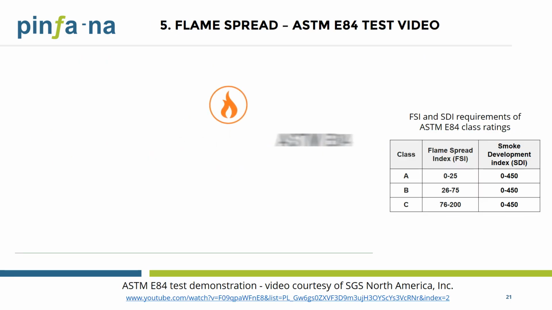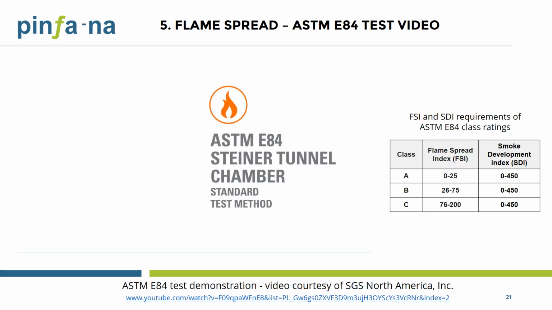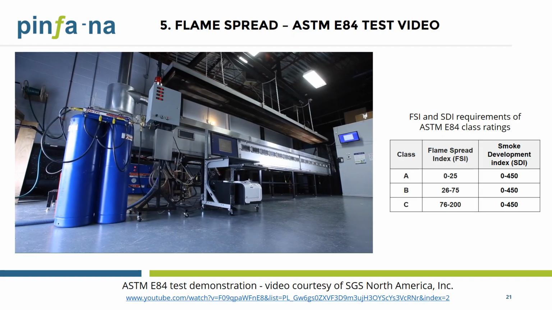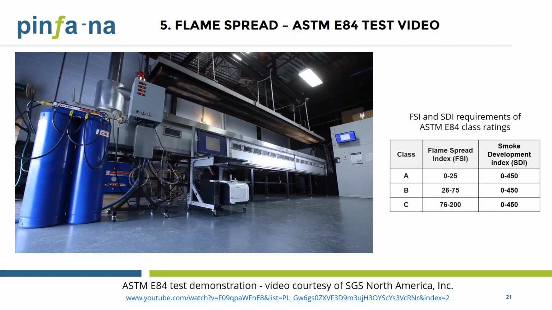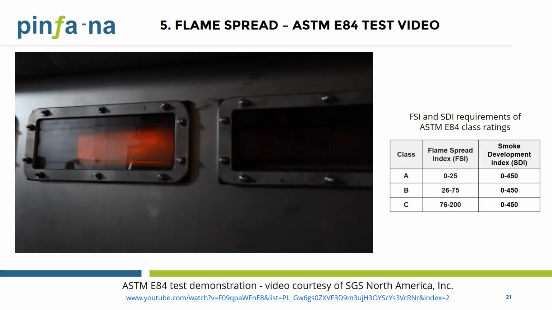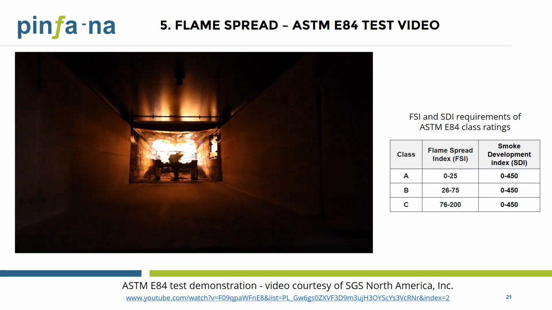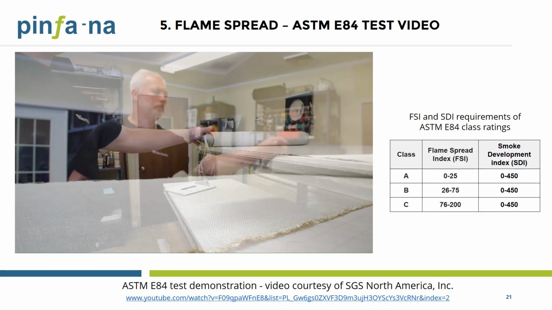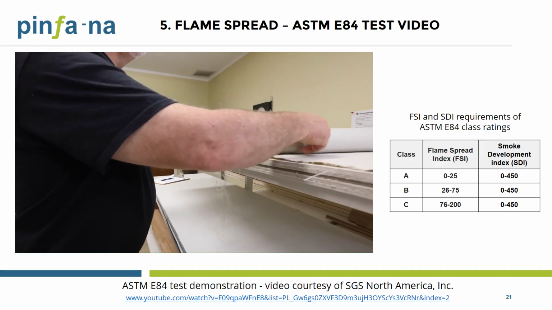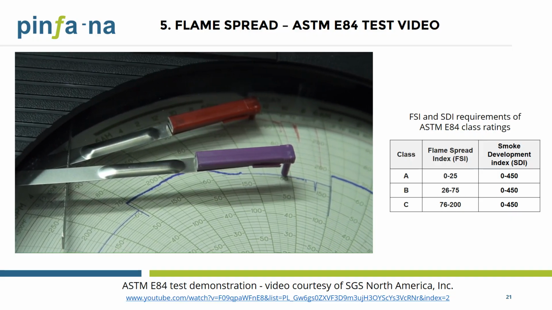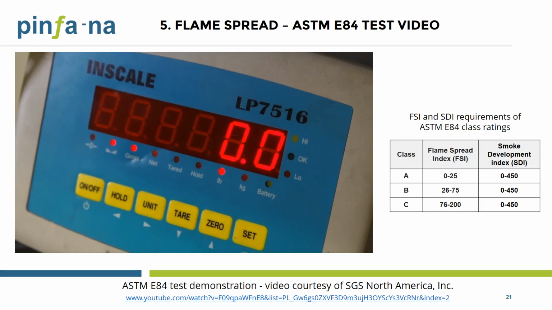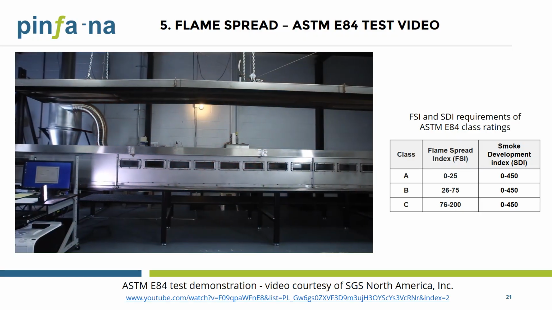Welcome to SGS's demonstration of the ASTM E84 Steiner Tunnel Chamber, Standard Test Method for surface burning characteristics of building materials. SGS is proud to be home of the newest, state-of-the-art Steiner Tunnel Chamber in North America. Prior to testing, the test item is cut to size and mounted appropriately to mimic actual installation. The specimen is then placed in a conditioning room with regulated temperature and humidity settings. Once a constant weight is reached, the specimen is ready to test.